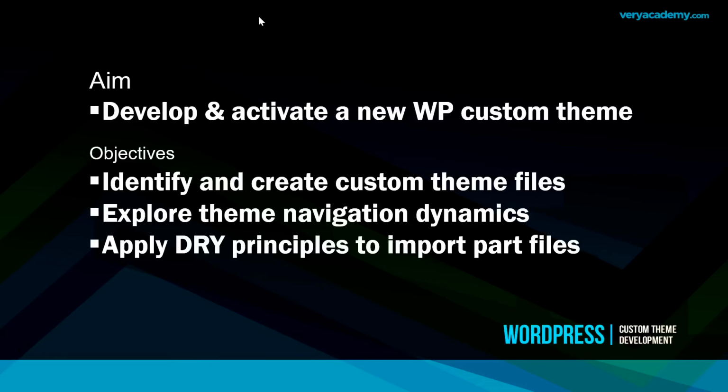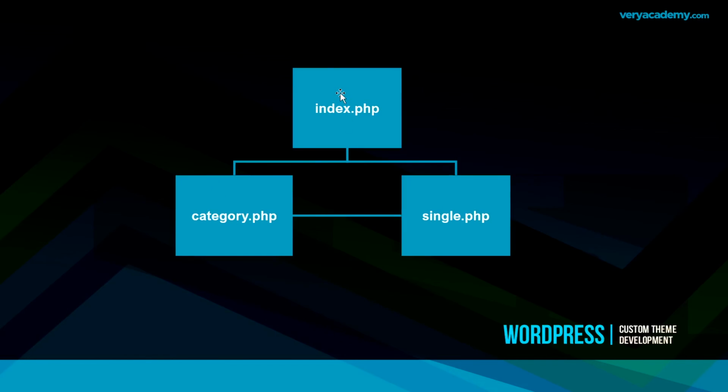So just to recap what we've just done. Our aim was to develop and activate a new WordPress custom theme. We've done that, although very basic at this point, but we've identified and created the custom theme files. By all means, go ahead and read and include some of the other theme files that you can see on the developer page. We've explored the theme dynamics in terms of looking at how the flow of the system is going to work.